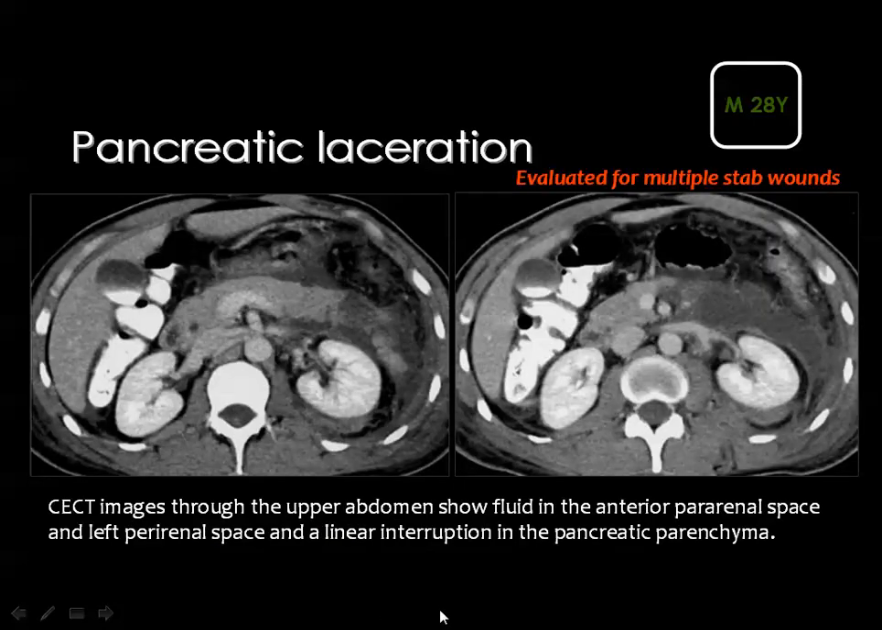in the pancreatic tail. And this is also an example of a patient with penetrating abdominal trauma after multiple stab wounds in the abdomen, showing a laceration of the pancreatic tail and the presence of hypodense collection in the lesser sac, as well as around the pancreatic tail, as well as around the kidney, representing retroperitoneal hemorrhage.